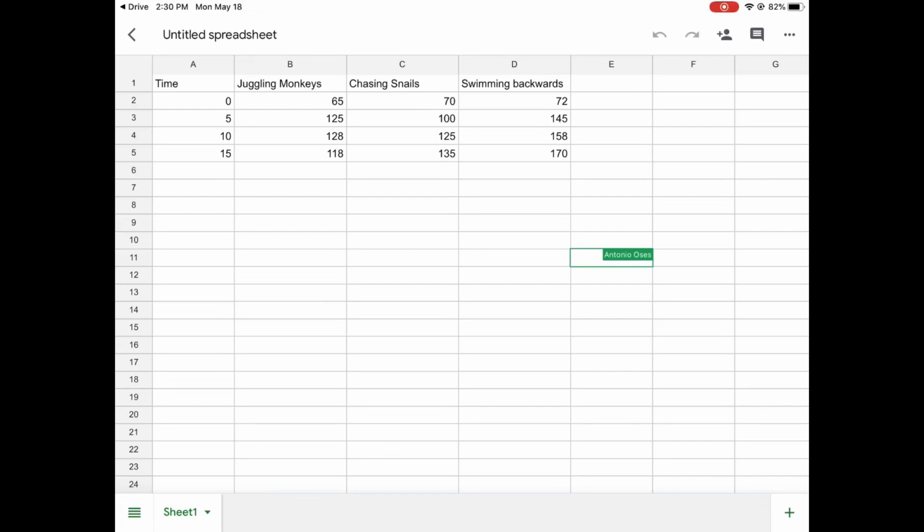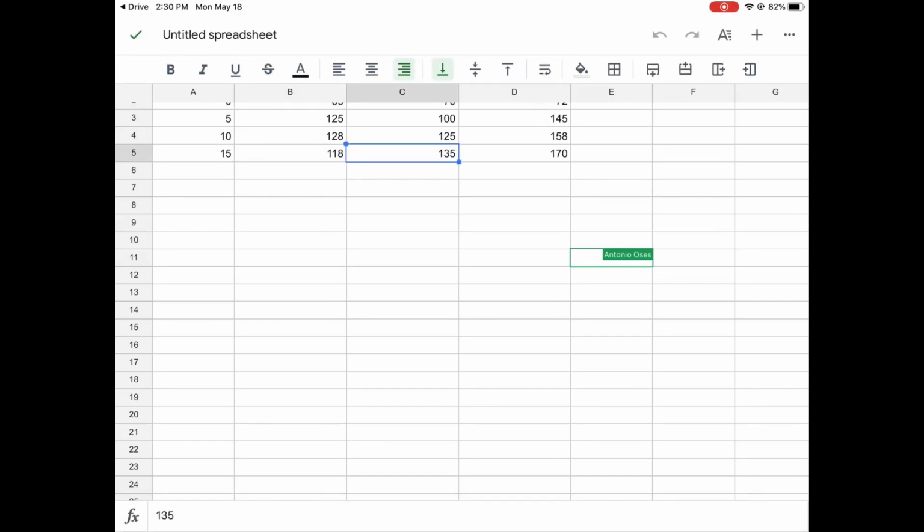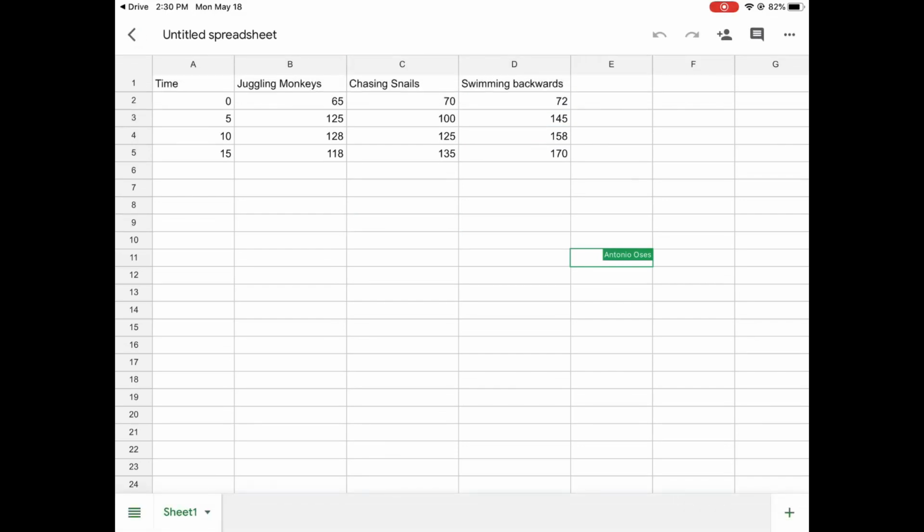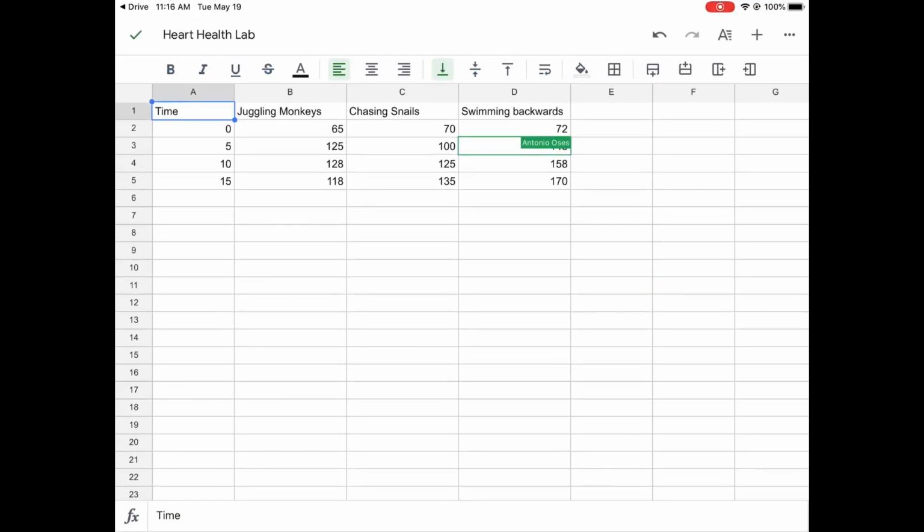I'm going to change the name of the spreadsheet to Heart Health Lab or something. But what I'm showing you here is that this data is what I collected when I did my 3 exercises. And now I want to make a graph to make this data have a bit of a look to it, give it a visual to it so I can actually understand it.